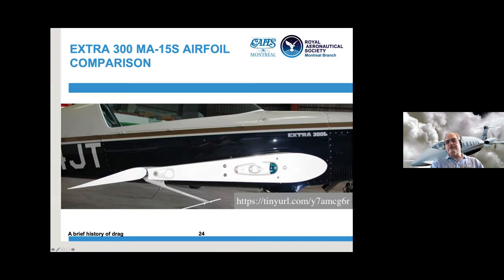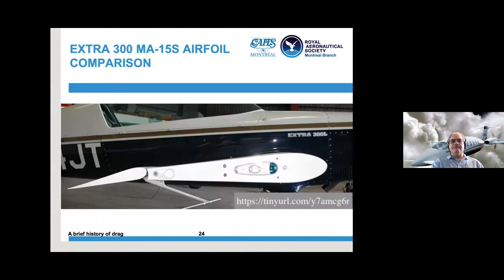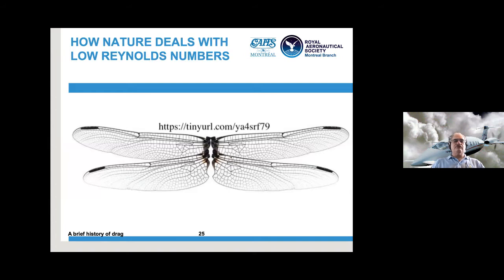As a comparison for roughly the same size airplane, this is, of course, the Extra 300, a very highly capable aerobatic vehicle. And you can see the wing thickness in comparison to this. Now, we'll go back to our friend the dragonfly, and I said this is what nature does at low Reynolds numbers. Well, what does nature do when the Reynolds number goes up a bit? Let's have a look at nature's perspective on a capable flying machine at higher Reynolds numbers and compare it to the dragonfly.